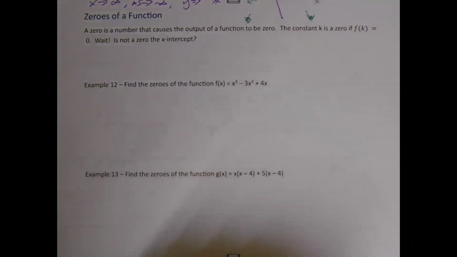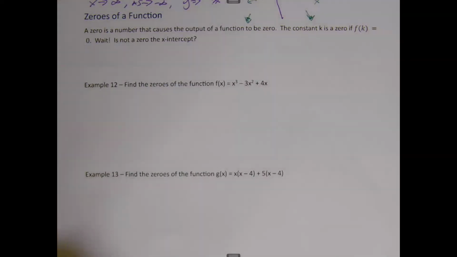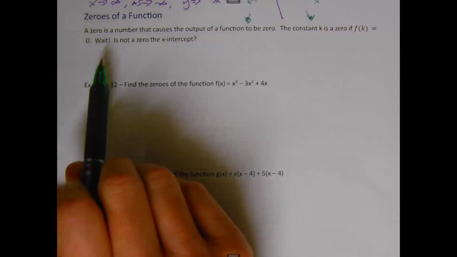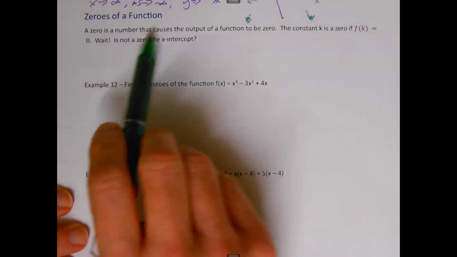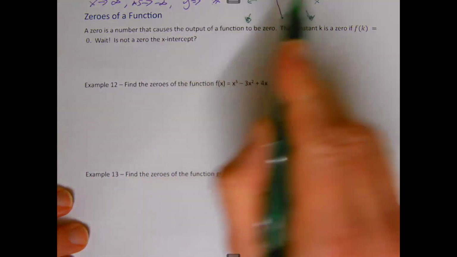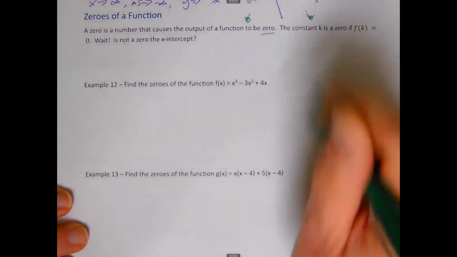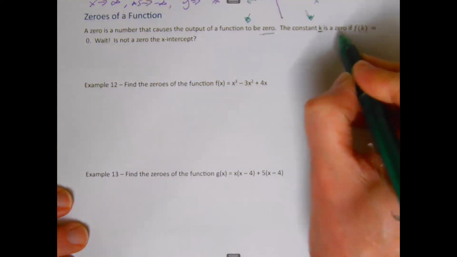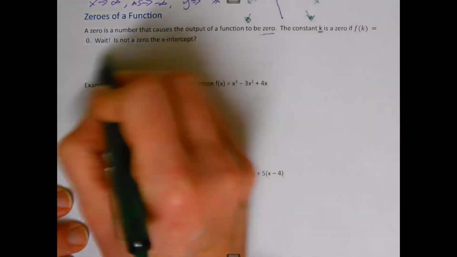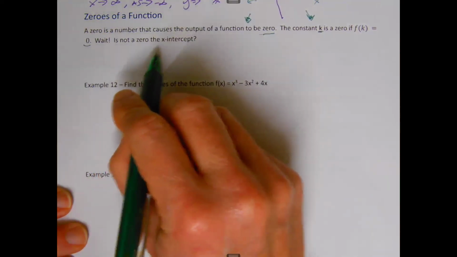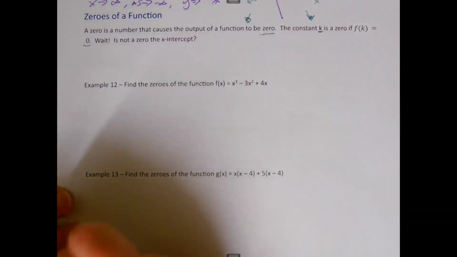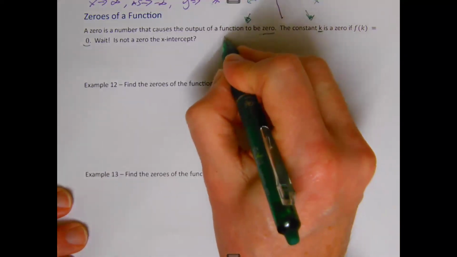All right, let's look at another topic, the zeros of a function. So we need certain pieces to come together, and the one is the zeros. So what is a zero? A zero is a number that causes the output of a function to be literally zero. The constant k is a zero if f of k equals zero. Wait, is a zero the x-intercept? No, no, it is not.